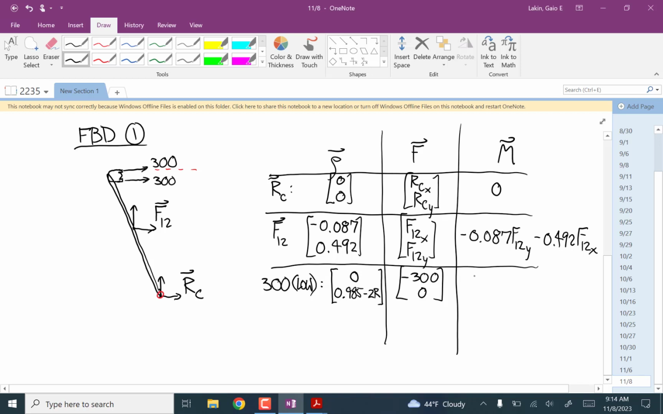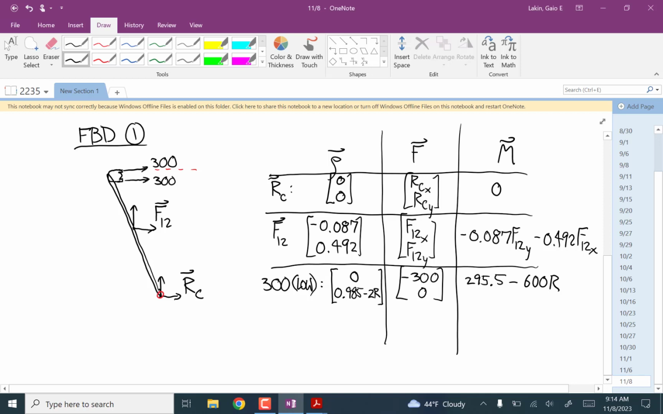Okay, so 0.985 times 300. So we have positive 295.5. And then minus 600R. I missed why it's negative 300.